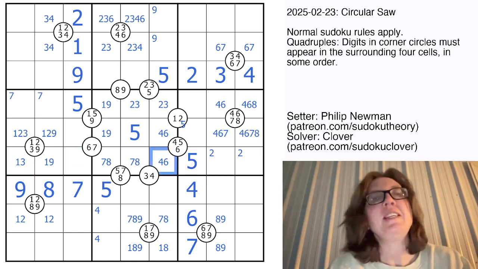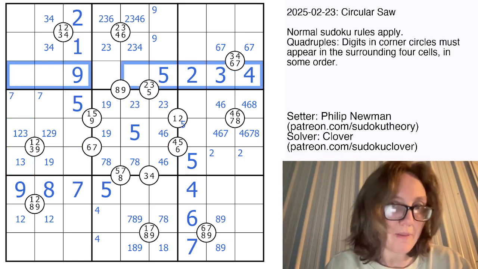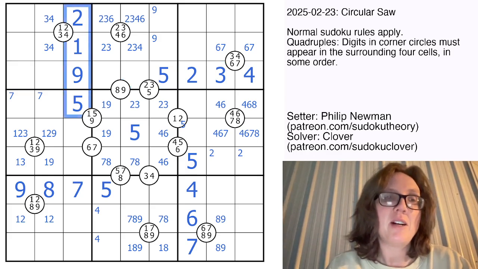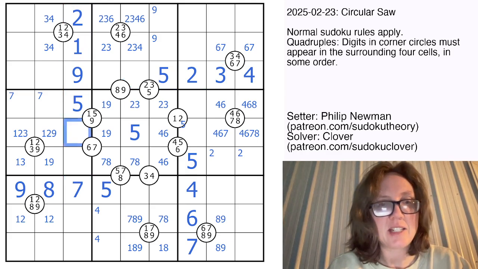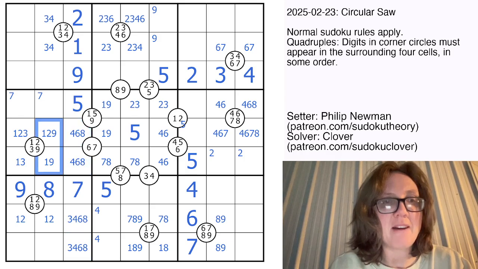Now I'm going to look at these rows and columns that are starting to fill up. So rows 3 and 7 and columns 3 and 7. So in column 3, I still need 3, 4, 6, and 8. These can't be 3 because I already have 3 here.